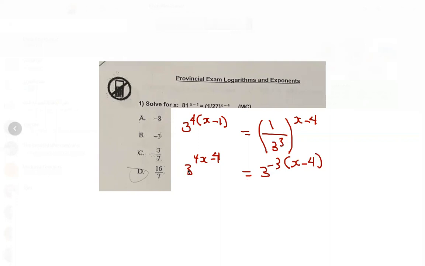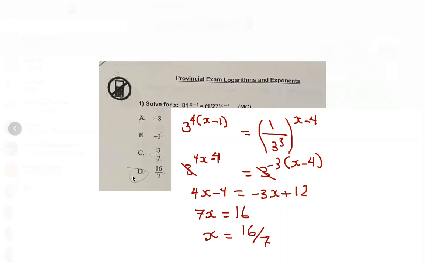Now, once we have the same bases on both sides, you could just cancel the bases, and this becomes just an algebraic expression. This would be the negative 3 there, so negative 3x plus 12. Therefore, move the negative 3x to this side, move the negative 4 to that side. So you're going to get 7x equals 16, and therefore x equals 16 over 7. And this is the answer.